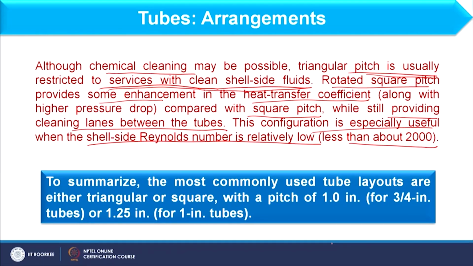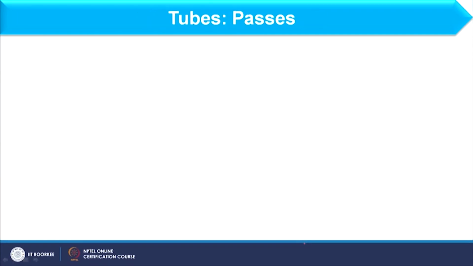Now, to summarize, the most commonly used tube layouts are either triangular or square with a pitch of 1 inch for 3 by 4 inch tubes and 1.25 inch for 1 inch tubes. So, you can see, this is nothing but 1.25 into tube OD. Okay. So, that pitch we can consider, and now we will focus on the passes.